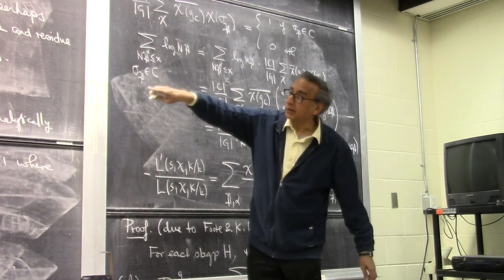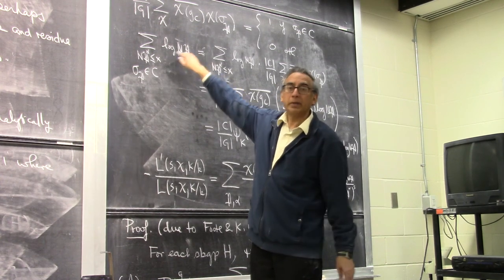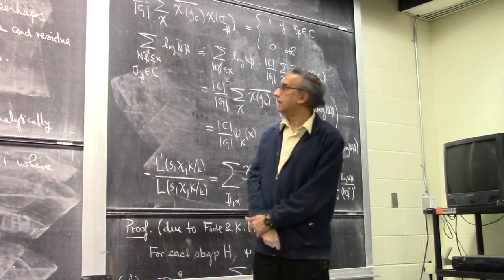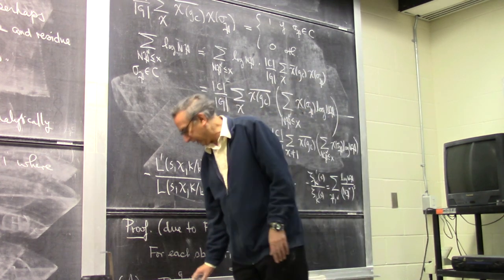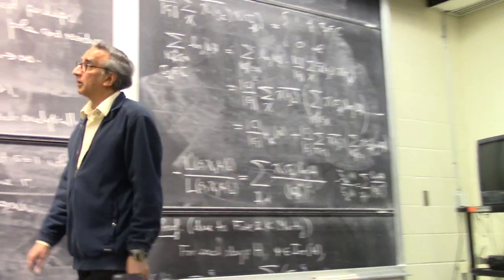Now, if you want to get the count without the weight log norm p, that's an exercise in partial summation, and then you can get the Chebotarev density theorem for that. So this is the proof of the Chebotarev density theorem.